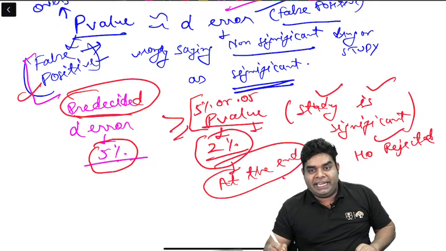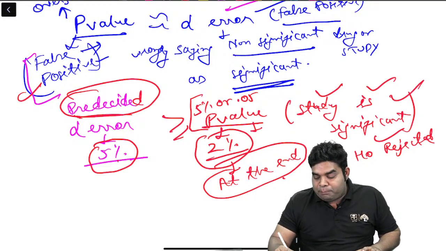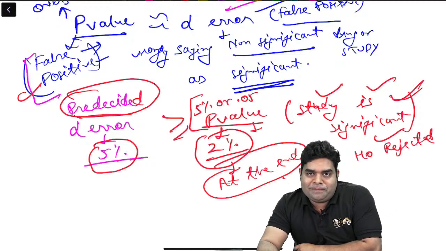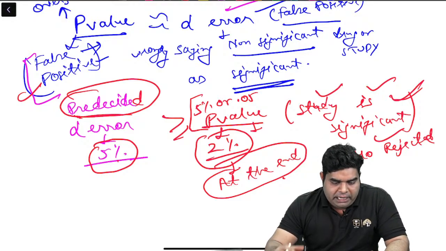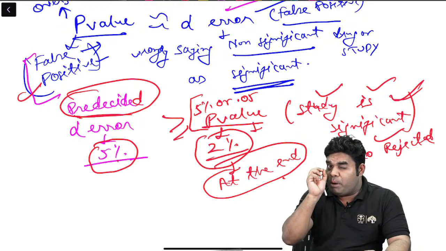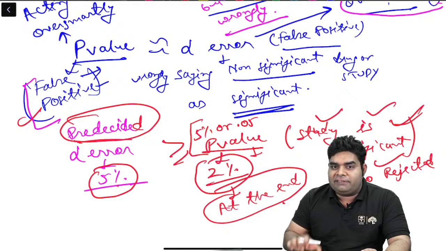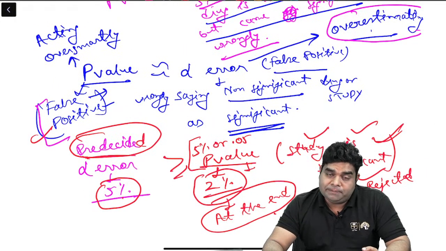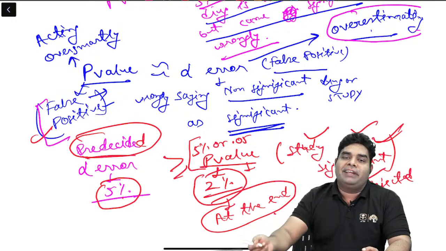Because the null hypothesis says that the new study is not significant. And now you have proven that it is significant. So you will reject the null hypothesis. So this is the whole concept of p-value. Many conceptual questions come from p-value and alpha error, which you can solve if you just remember this one point, that p-value and alpha error both have the same meaning. Both mean giving a false positive result, acting overly smart. Both mean saying a non-significant drug as significant.